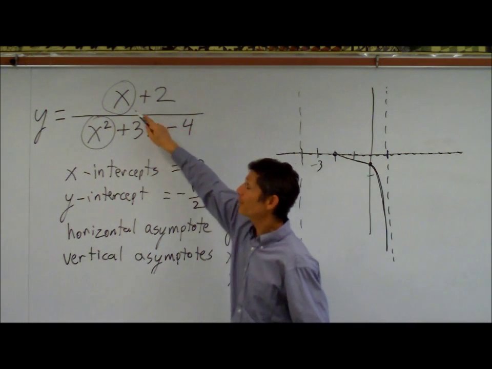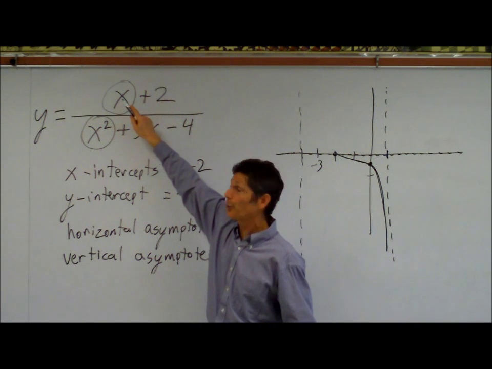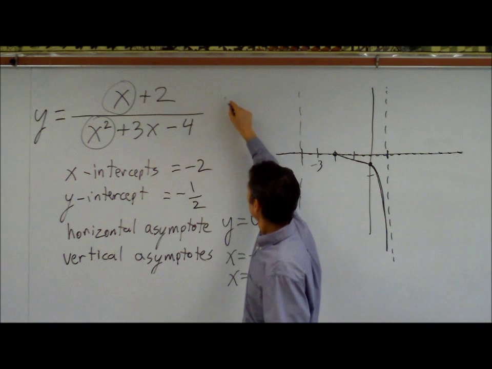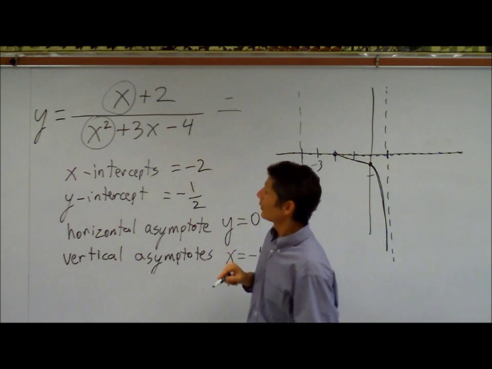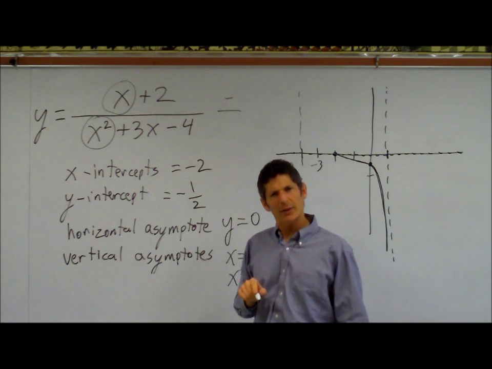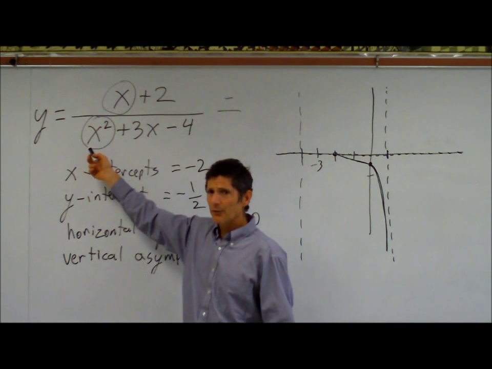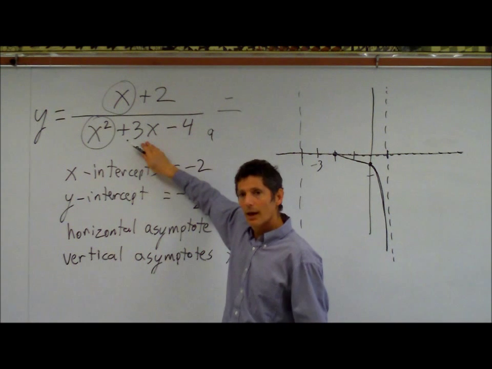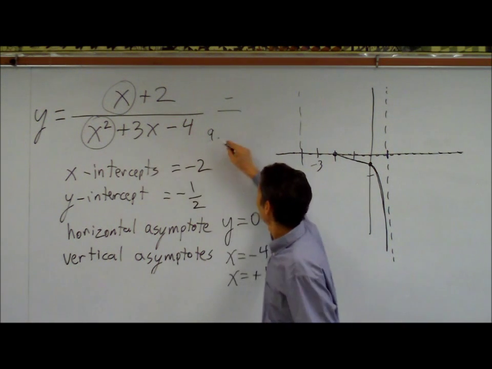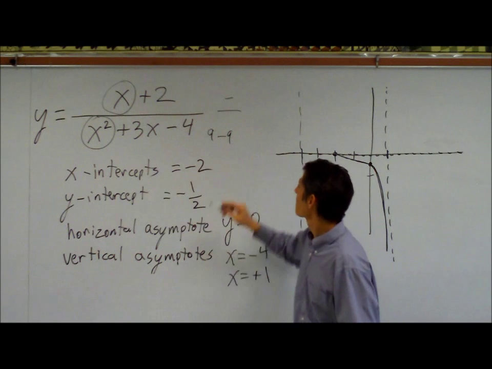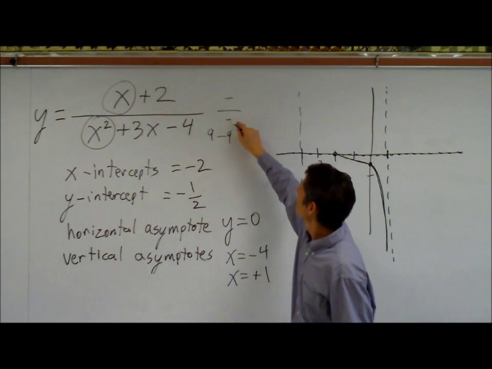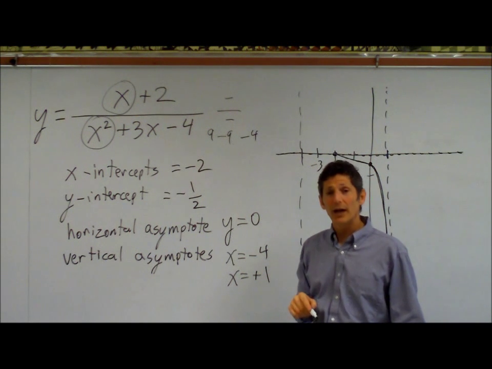If I fill in the -3 for x, will I get a positive or negative out of this top part? In the numerator, you're going to get -3 plus 2. That's going to give you something negative. On the bottom, putting in -3 gives me 9, minus 9, minus 4. That gives me a negative. Negative over negative is positive.